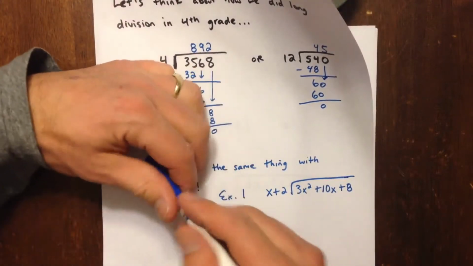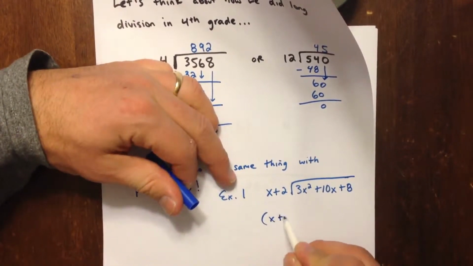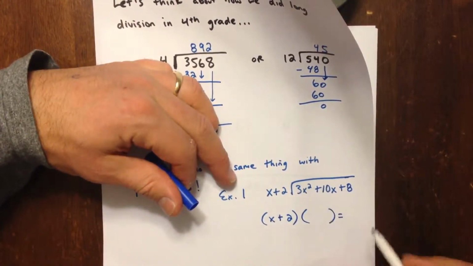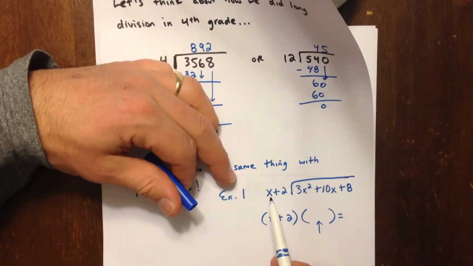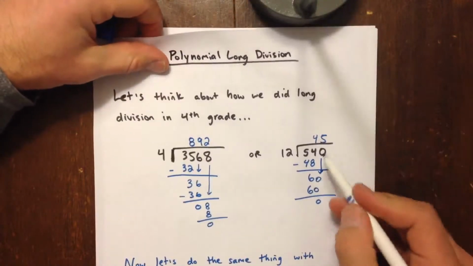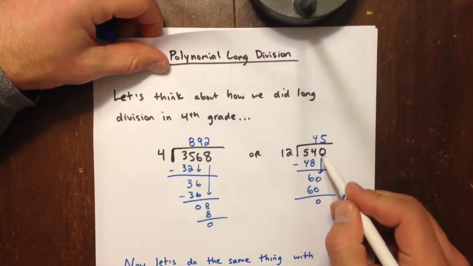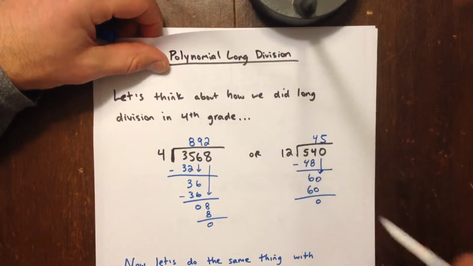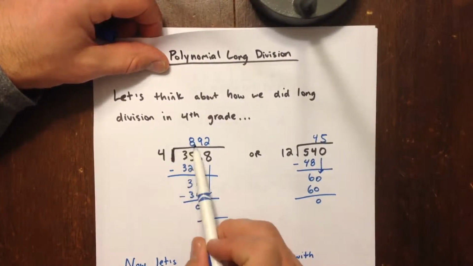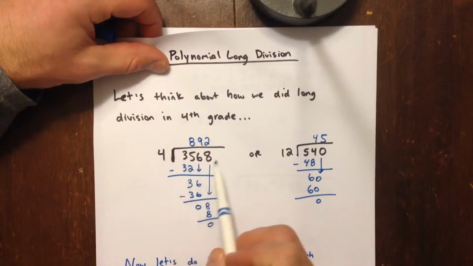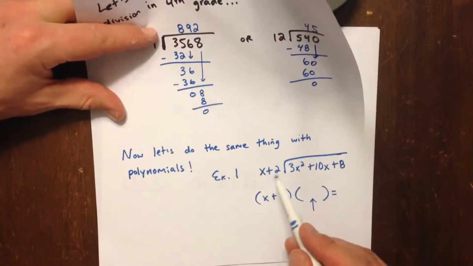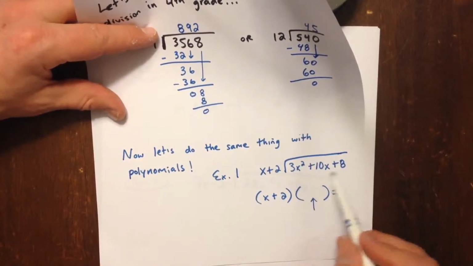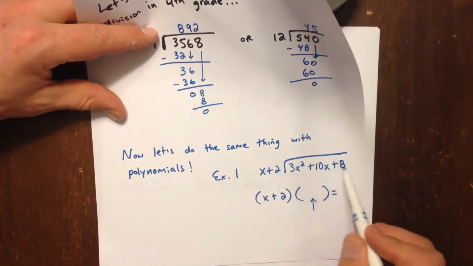Okay, so here we go. And really what this question is asking, and you might figure this out, it's looking for this unknown. All right, back up here, 45 times 12 equals 540. Okay, that's how you check to see if you were right back in the day. Or 892 times 4 should equal what's underneath. Same thing. Whatever I get up here, when I figure this out, x plus 2 times something will give me 3x squared plus 10x plus 8.